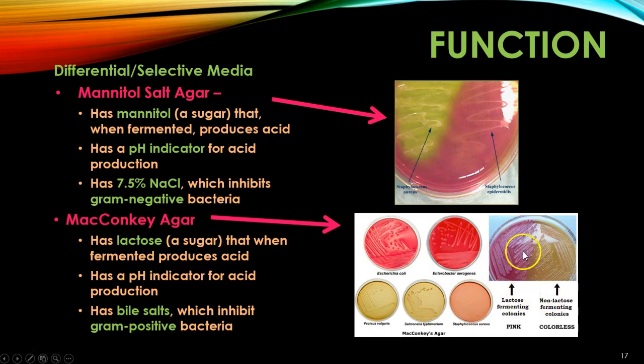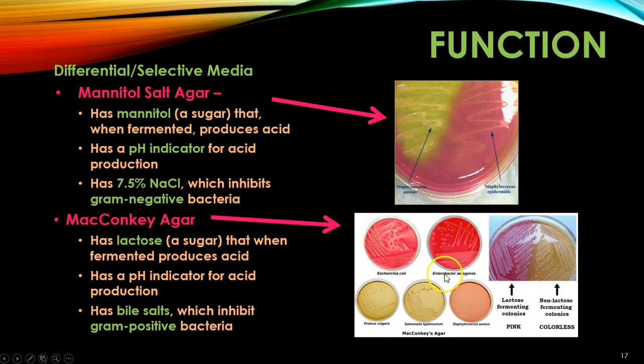This particular colony here is utilizing the lactose. It produces acid and causes this nice bright pink. When it's not fermenting lactose, we don't get that pink color at all. It has bile salts in it, which inhibits the gram-positive, but allows lots of gram-negatives.